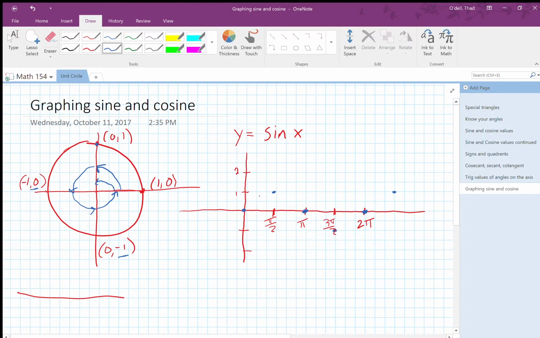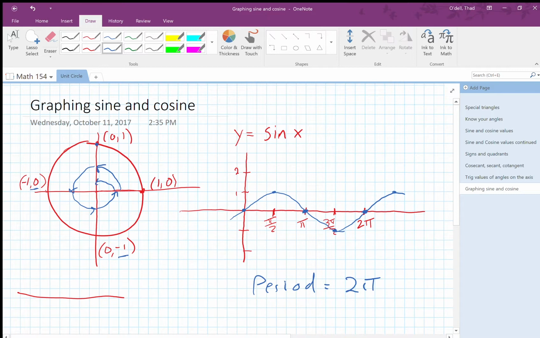So we say that this, from 0 to 2 pi, that's one cycle of sine. And we also call it the period. The length of one cycle is called the period. So this period is 2 pi radians long.